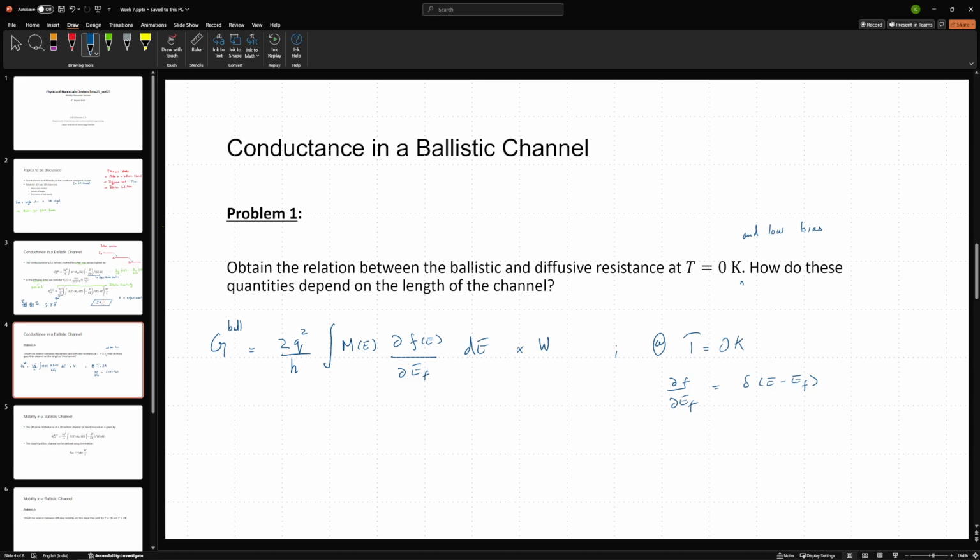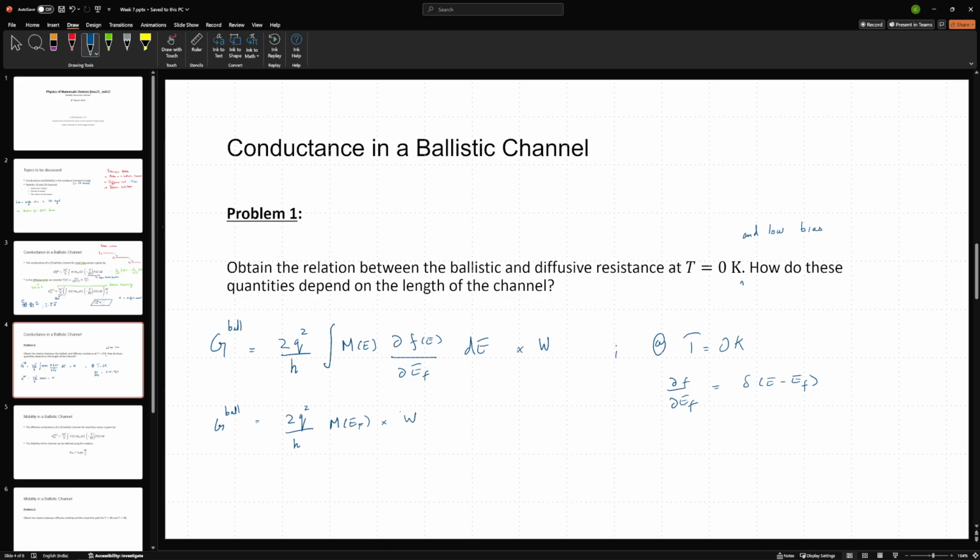Okay, so then ultimately what are we left with? We shall be left with the following quantity, which implies at 0 Kelvin, the ballistic conductance is equal to 2q squared upon h, integral. Oh, no, the integral will just vanish. M of EF into W. So this is the ballistic conductance of the channel.